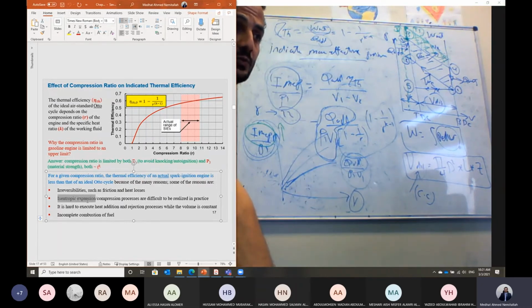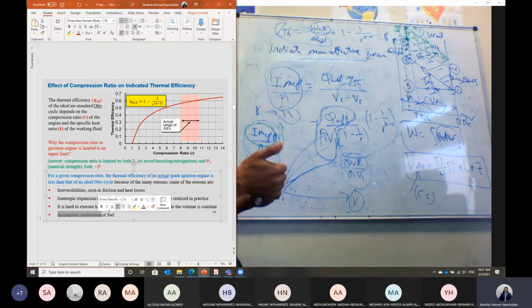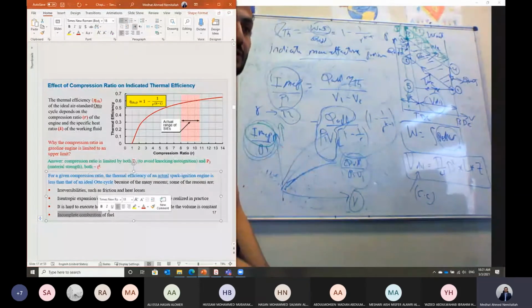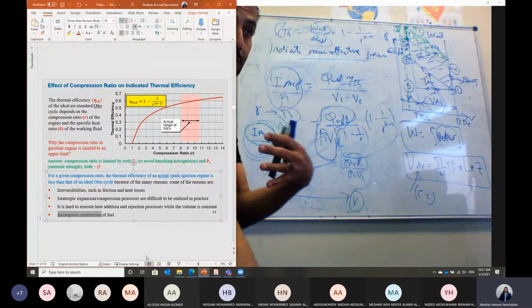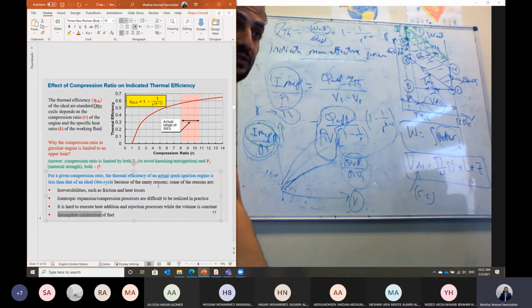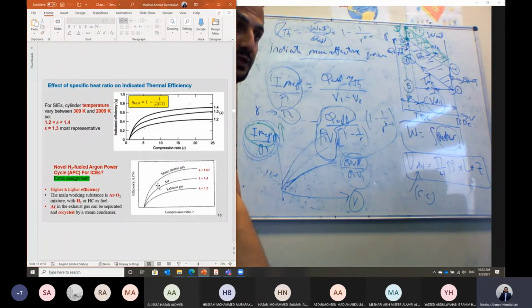And also we assume the compression and the expansion processes are reversible and adiabatic, and that should result in a higher efficiency in this case. Also, we assumed in this cycle that we don't have fuel, but in reality we should have fuel. And also in reality, this fuel does not go for complete combustion. So usually we have some fuel in the exhaust system, and that should also lower the efficiency of the gasoline engine.